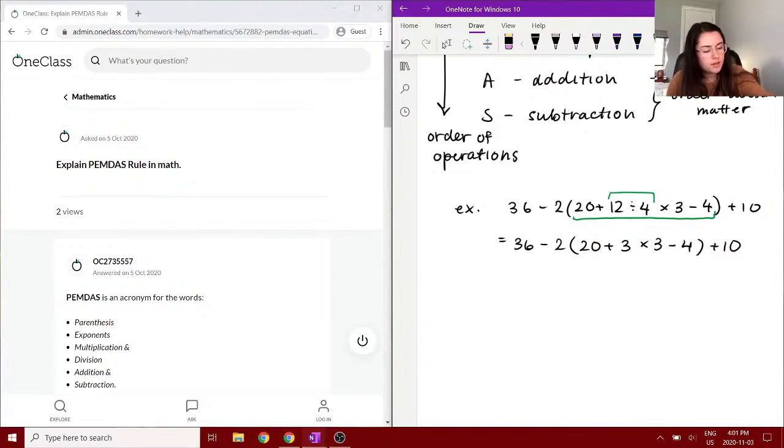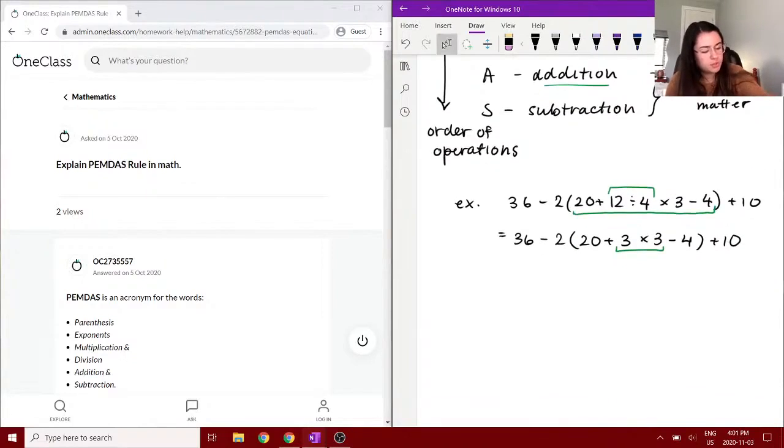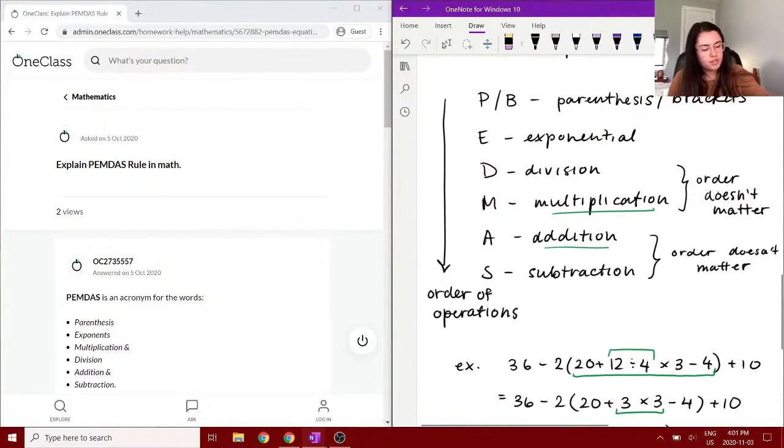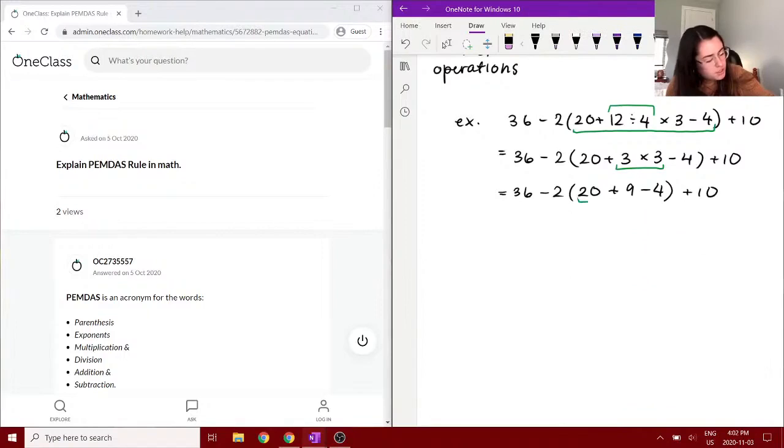Next, we see that we have multiplication. Once again, multiplication comes before addition and before subtraction, so we're going to do that step next. 36 minus 2 times 20 plus 3 times 3 is 9 minus 4 plus 10. Okay, so next we see, since we're still working inside the brackets, because that's top priority here, we're going to do the addition and subtraction inside the brackets.